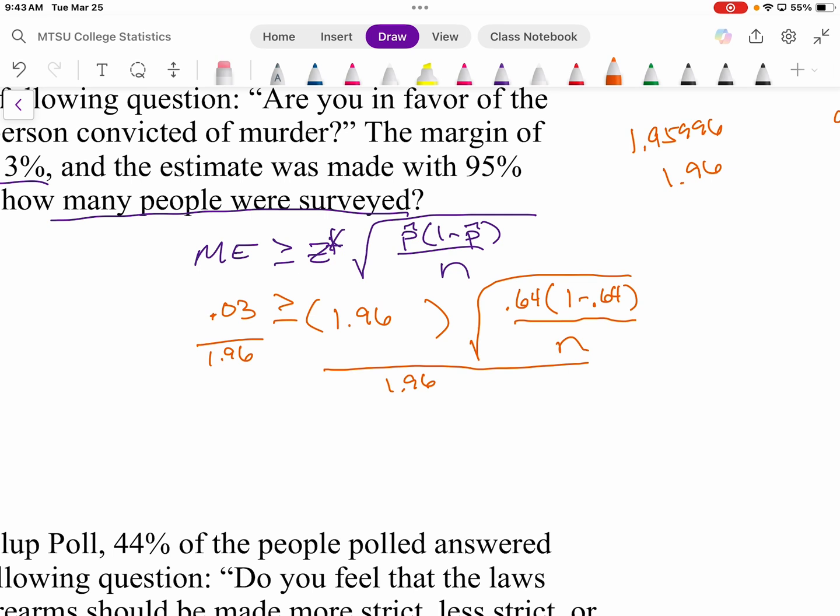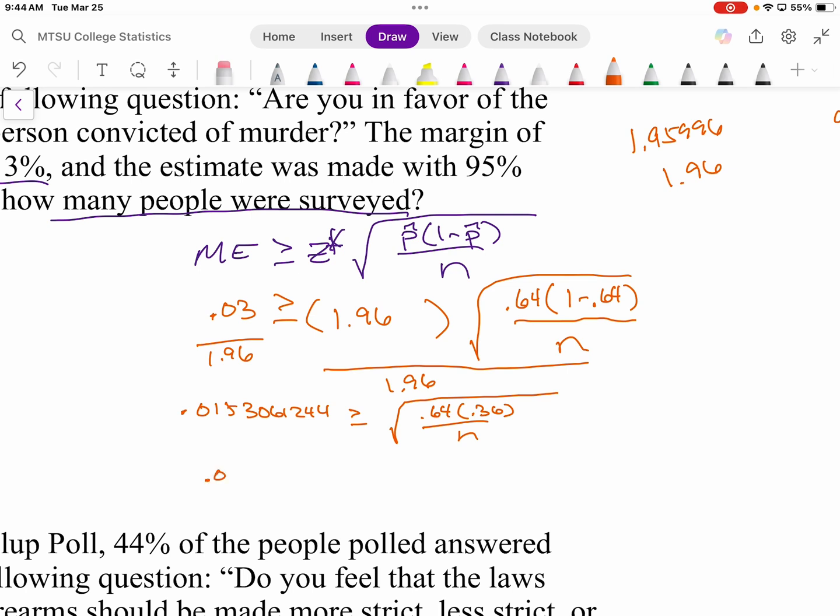So on the left side, I'm going to use a separate calculator so I can keep a big screen here. 0.03 divided by 1.96 is 0.015306124. That is greater than or equal to the square root of 0.64 times 0.36 over n. So let's simplify the top of that fraction inside the square root.